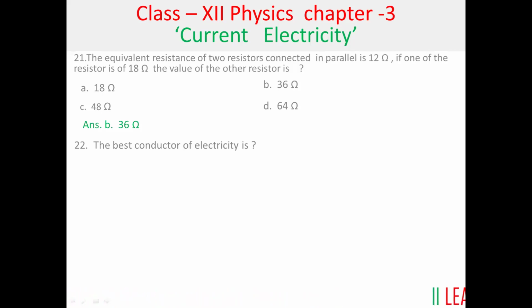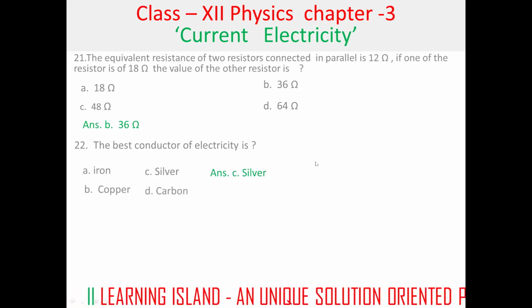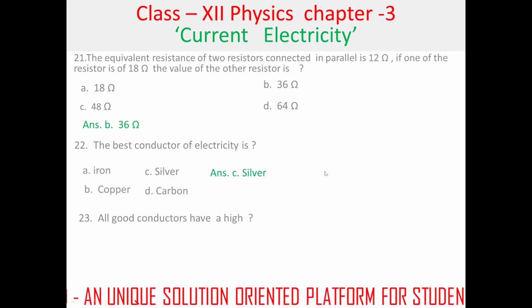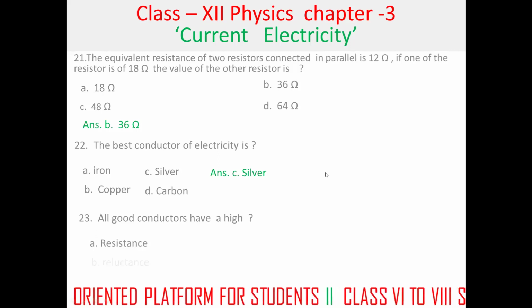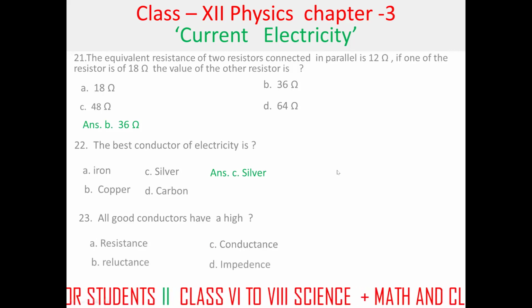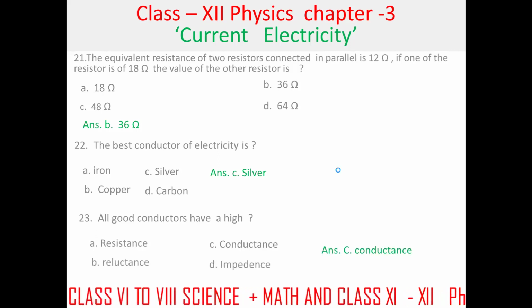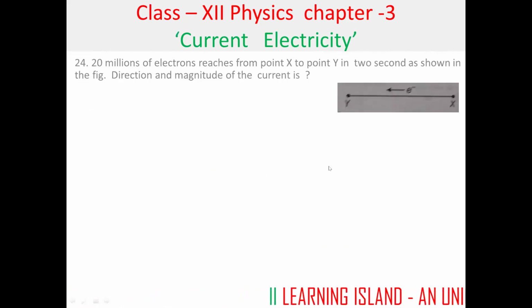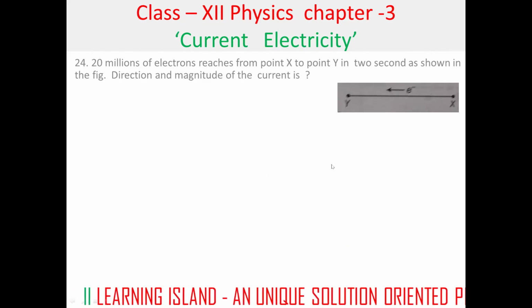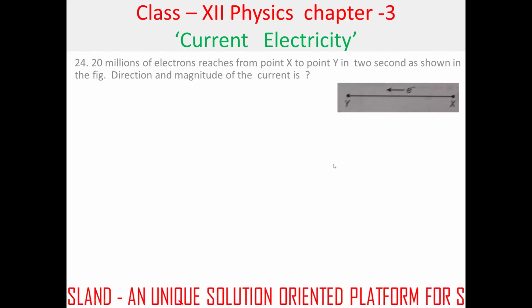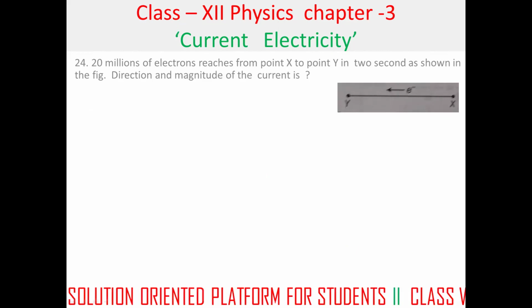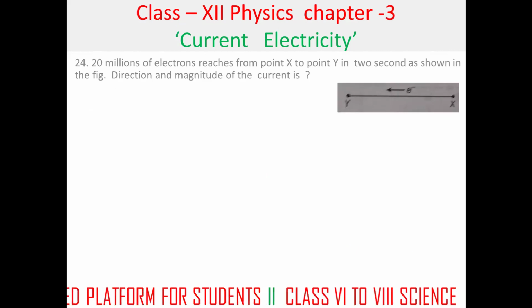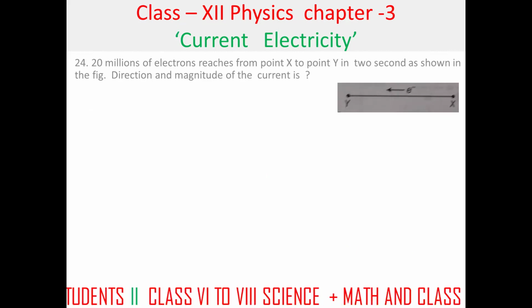The best conductor of electricity is, it is known to you, I think. So it is silver. Okay, the next question. All good conductors have a high resistance, reluctance, conductance, impedance. You know this, conductance. No need to explain. Now come to question number 24. 20 million electrons reach from point X to point Y in 2 seconds as shown in the figure. Direction and magnitude of the current is.